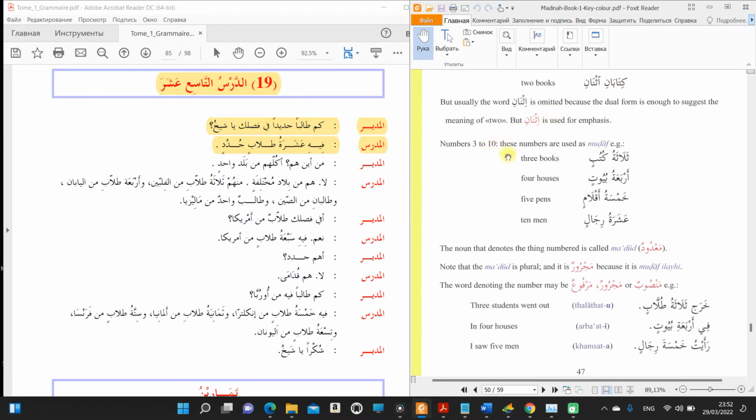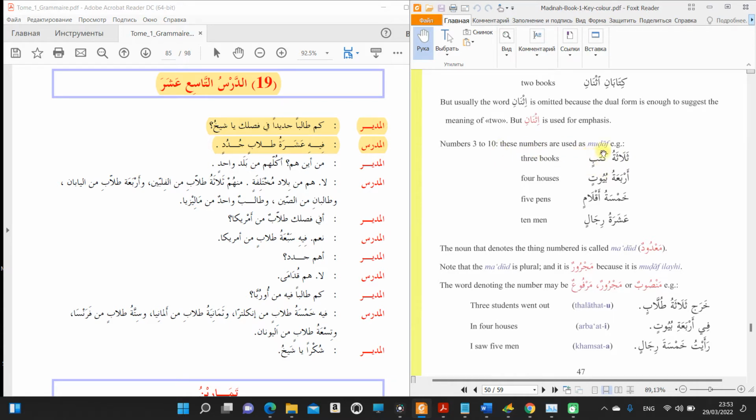And numbers 3 to 10 are used as مضاف. What is مضاف? Of course, we have learned it in the previous lessons, but if you have forgotten, don't worry, I will remind you with an example. باب بيت, the door of a house. باب is مضاف that never takes alif lam and never takes tanween. And مضاف إليه is something that comes after مضاف and takes kasra.